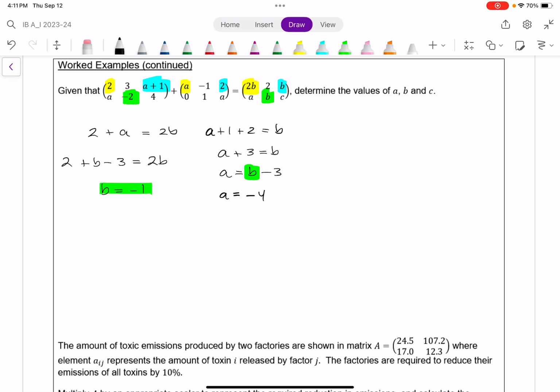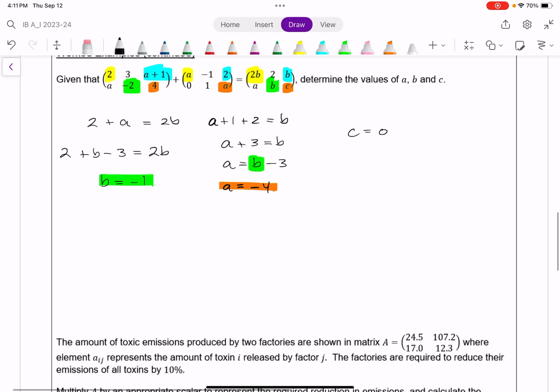And lastly, to find C, well, for example, I can see there's a C right here. And so 4 plus A must equal C. Keep in mind, A is -4. So therefore, C must equal 0. There's other ways of approaching it, like I said, but pretty straightforward. And again, in this case, just use a system quickly.